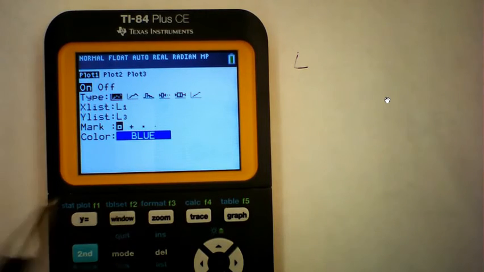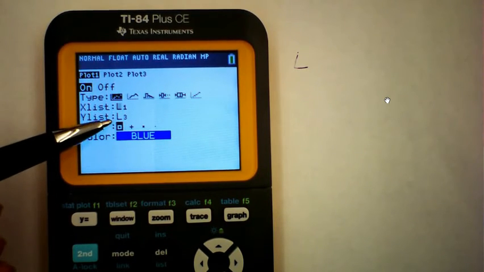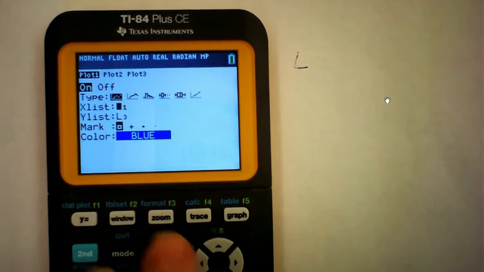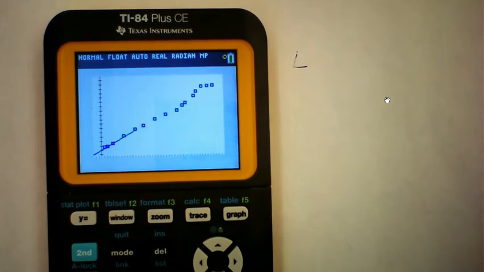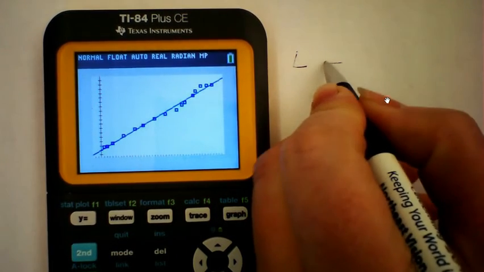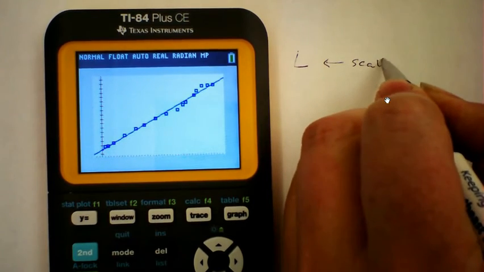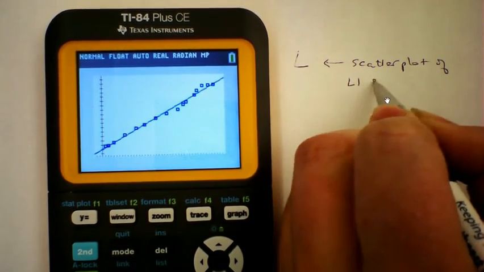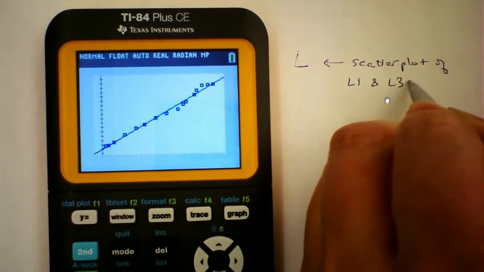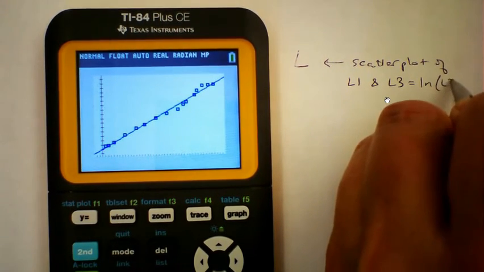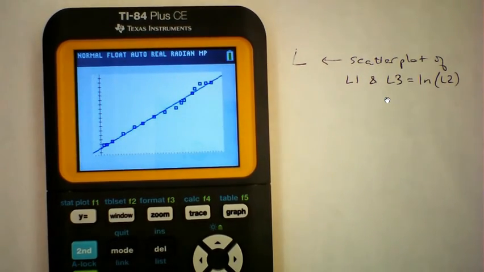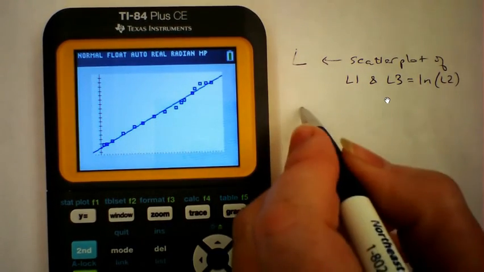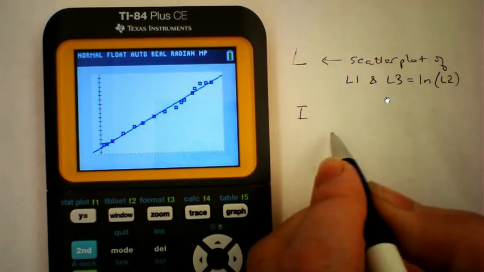And so I want the scatter plot on. I need to make sure that I am graphing my x and my y, which was in L3, because that's where I put the natural log of y. So ZOOM 9, and there you have it. So that satisfies my scatter plot of L1 and L3, which is the natural log of L2. So that's looking very straight. I've satisfied the L. Then you would, of course, check your independence.